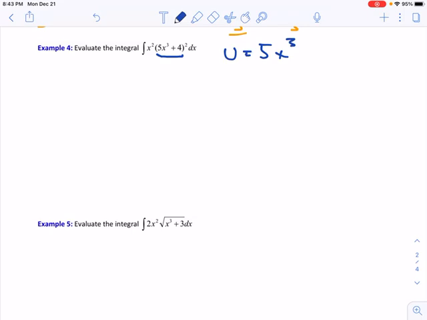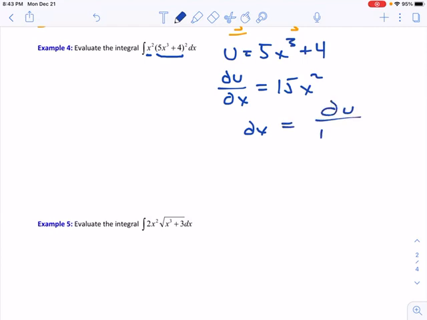Now, we don't know if this is going to work yet, because we have to say, okay, what's the derivative of that? The derivative of that is 15x squared. Well, I have an x squared out here, but I don't have the 15. That's okay. Don't worry if you don't have the constants matched up, as long as the variables are there. So du dx is 15x squared. Solving this for dx, dx is du over 15x squared.